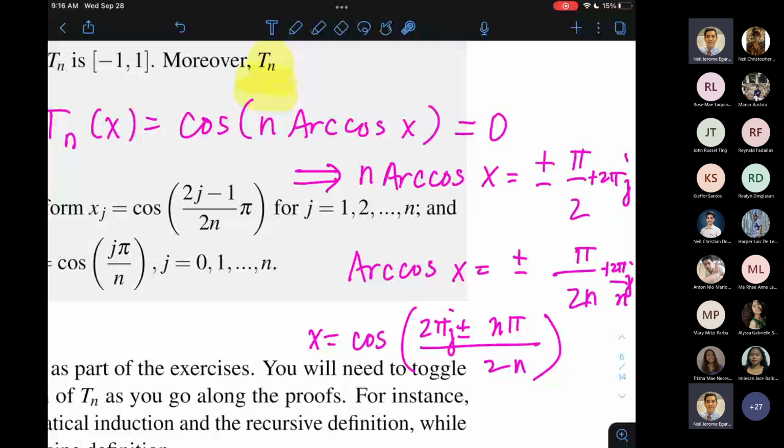Yung cosine ng 2, siguro ito yung sinasabi ni Nicolette. Yung cosine ng 2j plus 1 over 2n pi. Tama ba to? Equal lang sila. 2j. Equal ba yung dalawa na yan? Kasi kung equal sila, then okay. Nasagot na yung question ko. Pero equal ba sila? 2j minus 1.